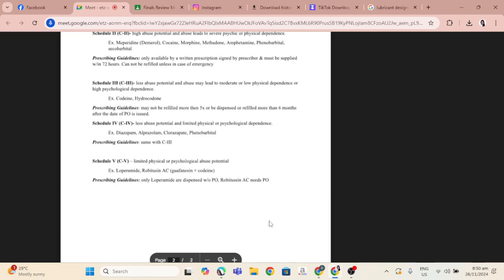sa patient. So, for prescribing guidelines, dito kasi only loperamide is dispensed without prescription order. Robitussin AC needs a prescription order and a certain instruction on how to instill or how to take yung Robitussin AC.